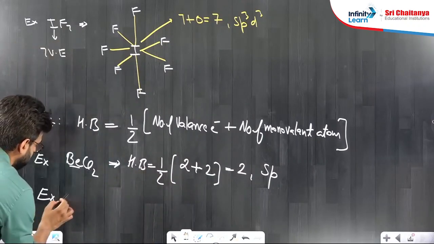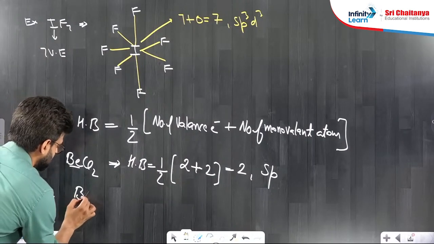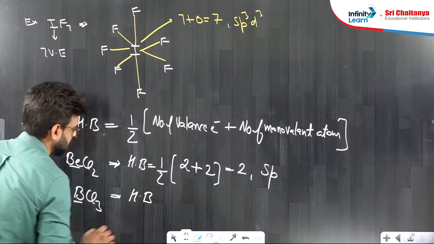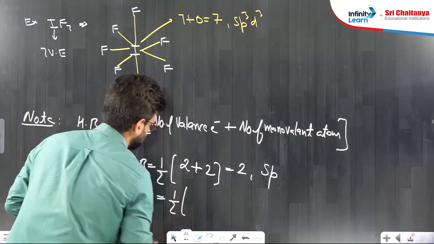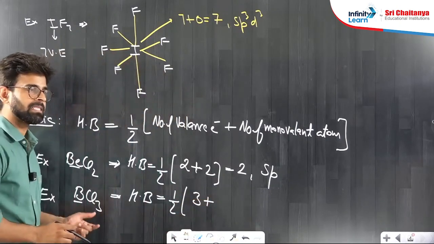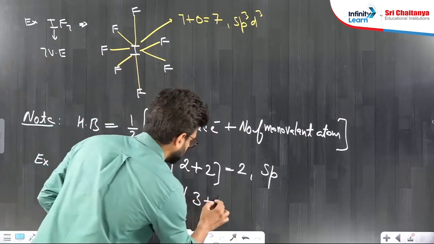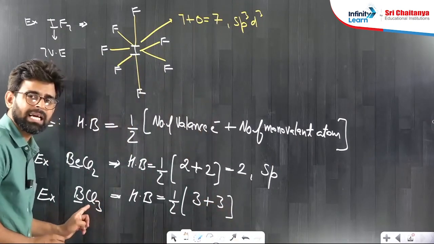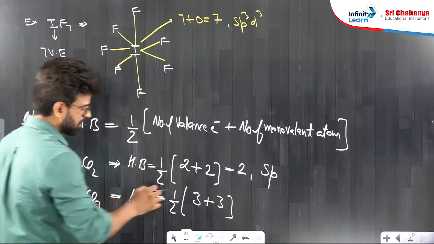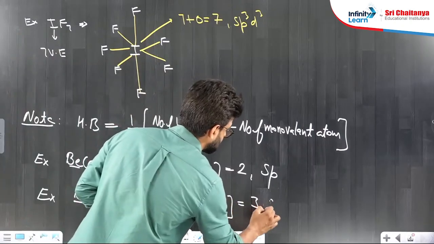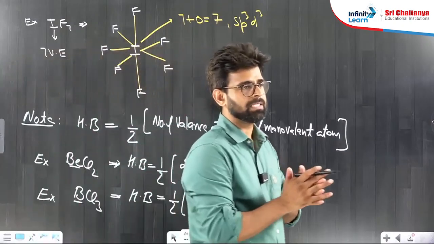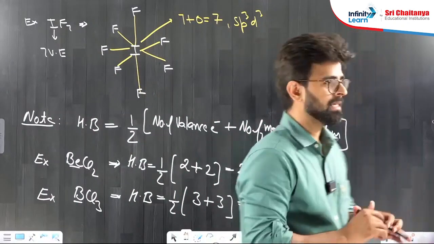Next example I can take: BCl3. In BCl3 I want to find the hybridization of boron. So it is 1 by 2. How many valence electrons? 3. And next, you will see there are 3 monovalent atoms. Chlorines are monovalent atoms connected to the boron. So 3 plus 3 is 6, divided by 2, how much is coming? 3. 3 means sp2 hybridized. I hope we are clear.